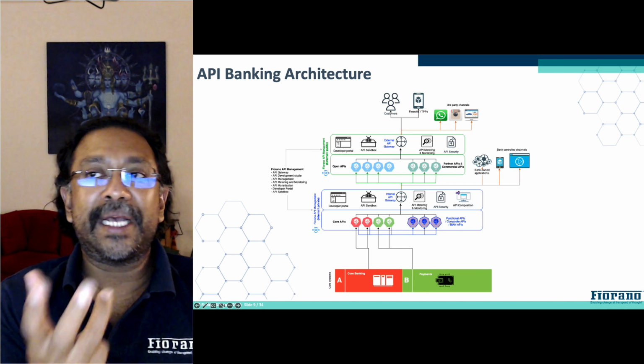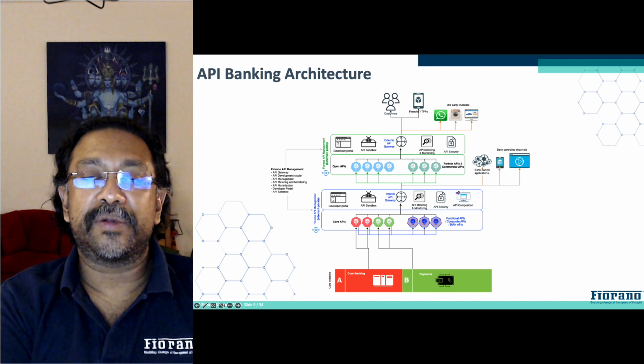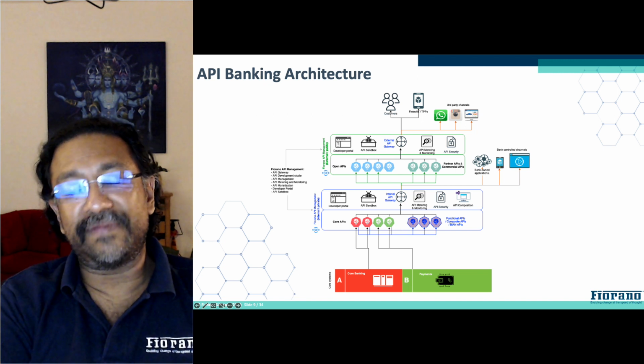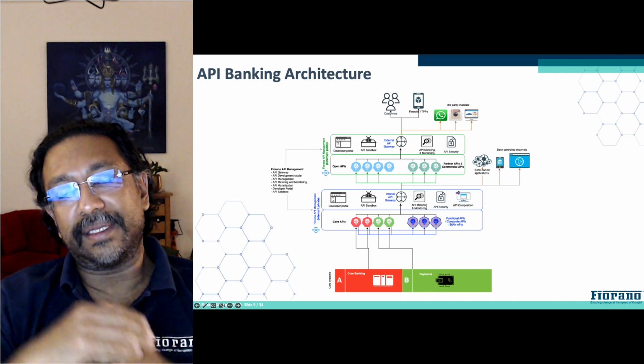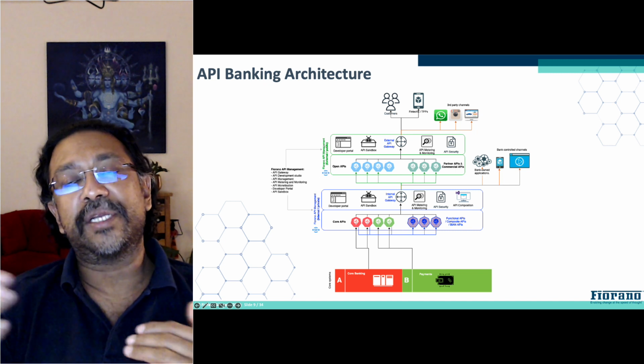The point is APIs are key, and if you want to do it properly, or if you're setting up your API strategy properly, it's very important to have these two levels of gateways and API management systems in place with proper layering and segregation of these APIs.